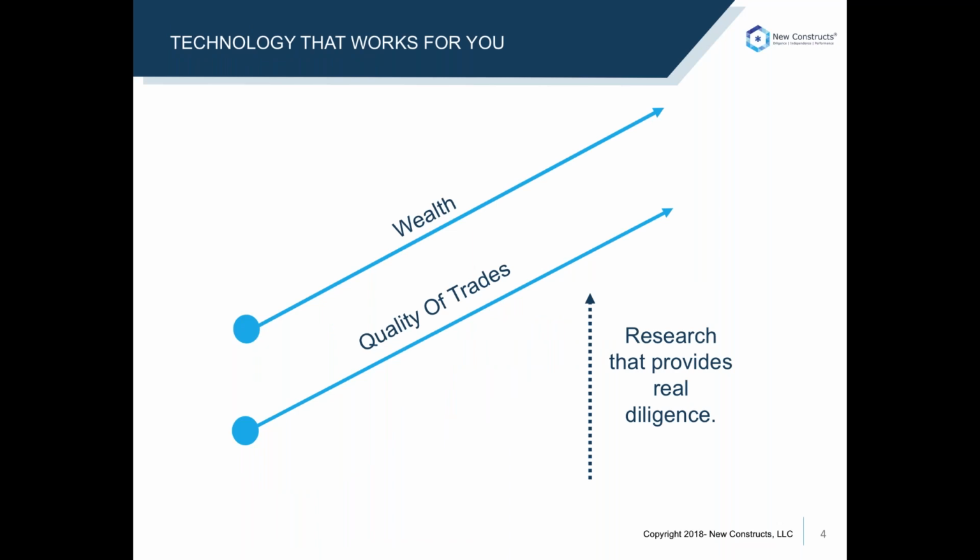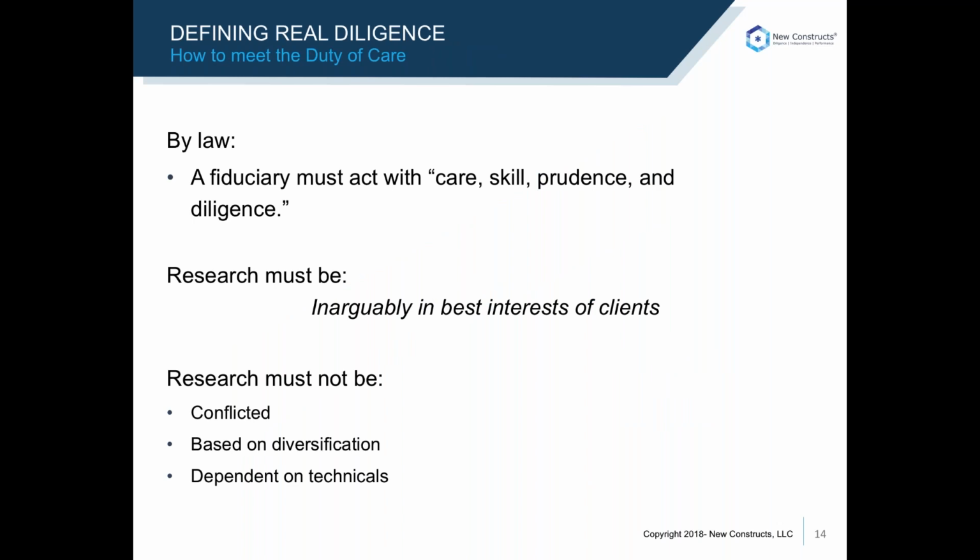So what's the idea? We provide technology that works for you. We help you improve the quality of your trades and increase your wealth. Research that provides real diligence, so you're making more informed decisions. I would say appropriately informed decisions, right? And by law, when it comes to getting fiduciary level service, I want you to know what to ask for and what to expect, for those of you who are using advisors.